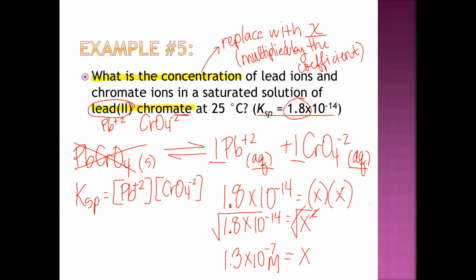Do you have a question? Yeah, so what I did is I put 1.8 double E negative 14 and then hit the square root button. Did you get it? Okay. Yeah. So this is the answer.